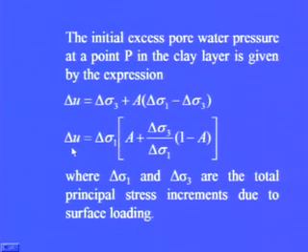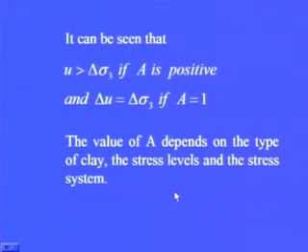So, this delta U can be written as delta sigma 1 multiplied by A plus delta sigma 3 upon delta sigma 1 into (1 minus A), where delta sigma 1 and delta sigma 3 are the total principal stress increments due to surface loading. It can be seen that delta U is greater than delta sigma 3 if A is positive, and delta U is equal to delta sigma 3 if A is equal to 1. The value of A depends on the type of clay, the stress levels and the stress system. It also depends on the over consolidation ratio.